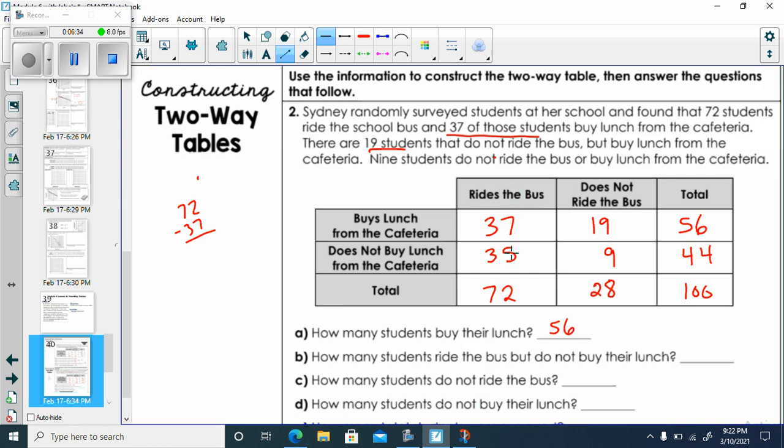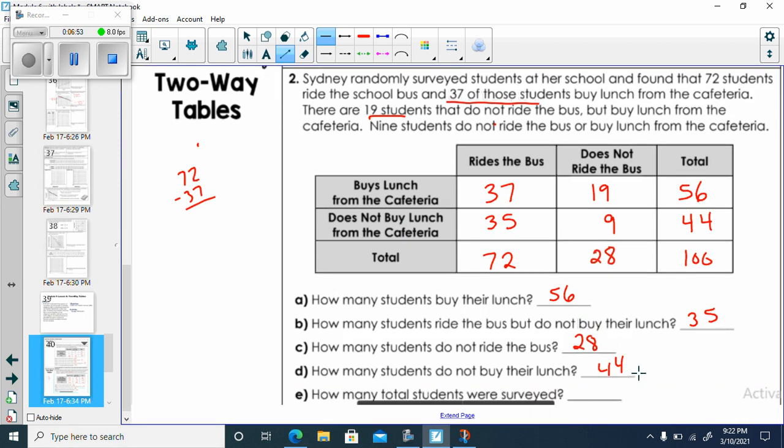How many students ride the bus but do not buy their lunch? Rides the bus, does not buy their lunch. 35. How many students do not ride the bus? Does not ride the bus. 28. How many students do not buy their lunch? Does not buy lunch. 44. Okay. How many total students were surveyed? This is the number that was surveyed always, guys. 100. All right?